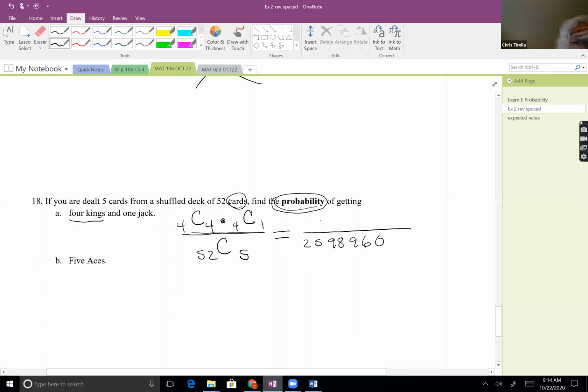Numerator, 4 combination 4 is 1. 4 combination 1 is 4. So the answer is 4 over 2598960.